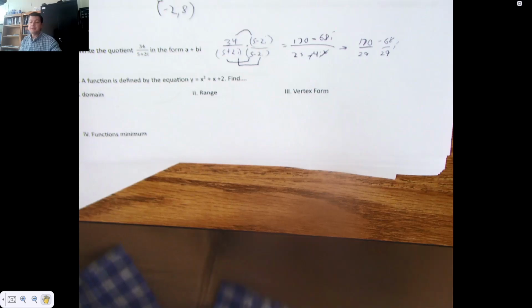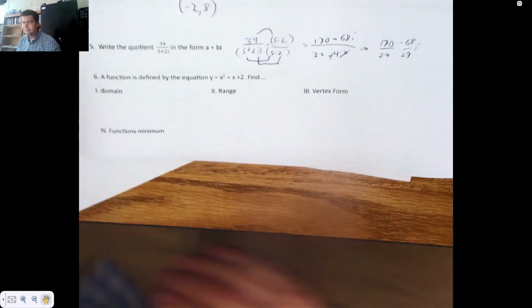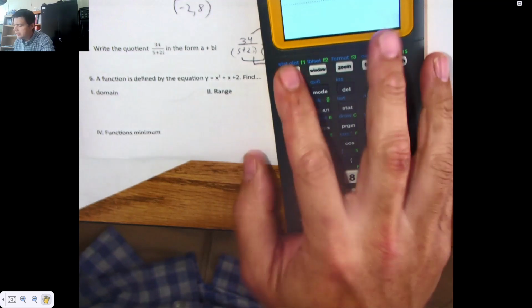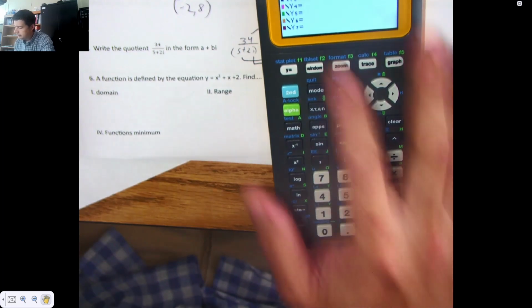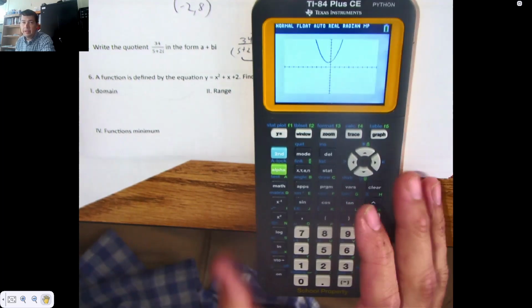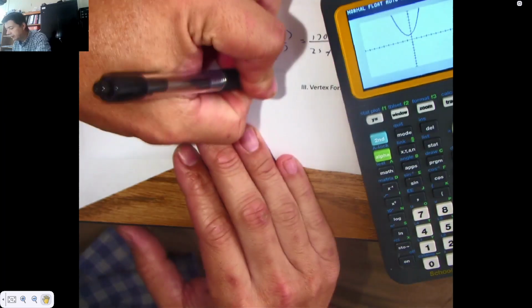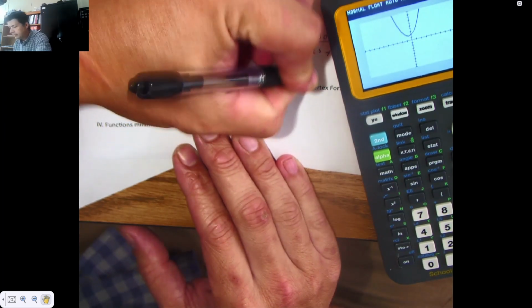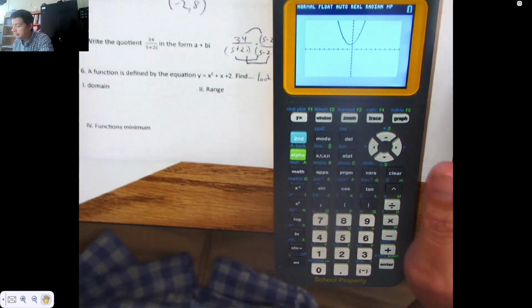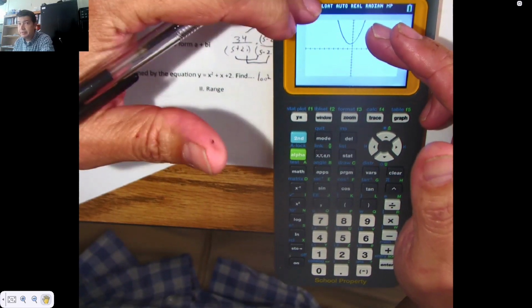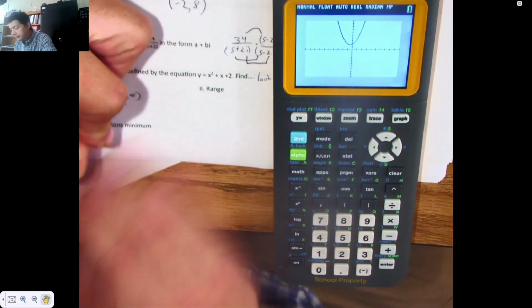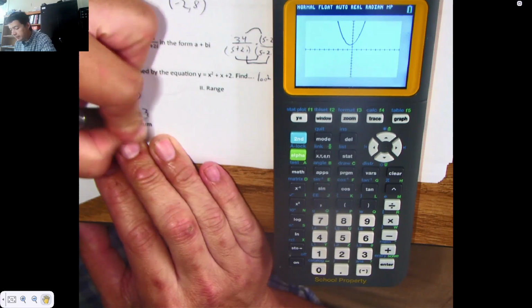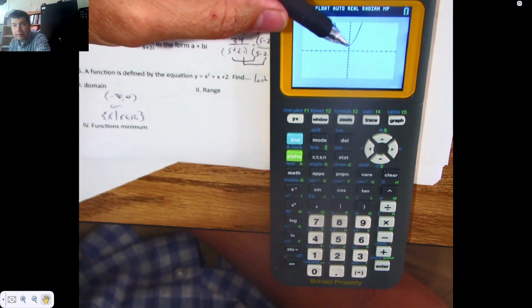All right. A function is defined by the equation y equals x squared plus x plus 2. Find its domain. Just look at the graph, bruh. There's the graph. Literally look at the graph. I don't think most of y'all can do this without looking at the graph. This thing is running left and it will always run left. It is running right and it will always run right. It is negative infinity to positive infinity, or all values of x such that x is an element of the reals.